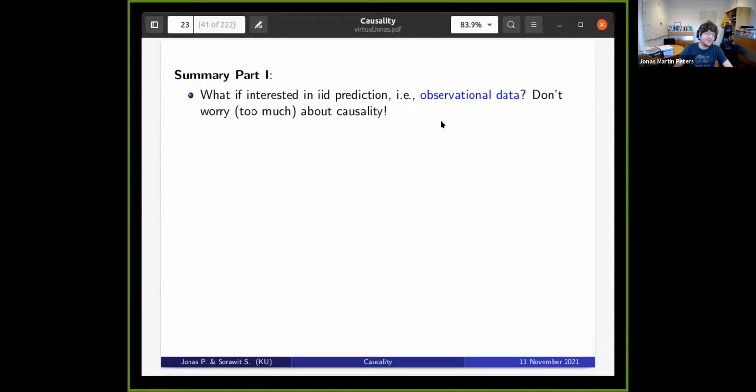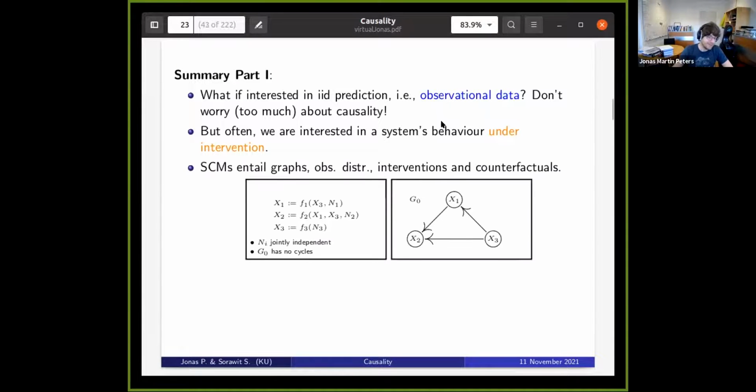Then I would call this an observational problem, and you just use whatever regression technique you want to use. However, if you are interested in a system's behavior under intervention, and I would argue we often are, then you have to worry about causality. We talked about the SCMs. These are very little computer programs, if you like, that allow us to talk about observational distributions, interventional distributions, counterfactuals we didn't discuss, and they also entail graphs.